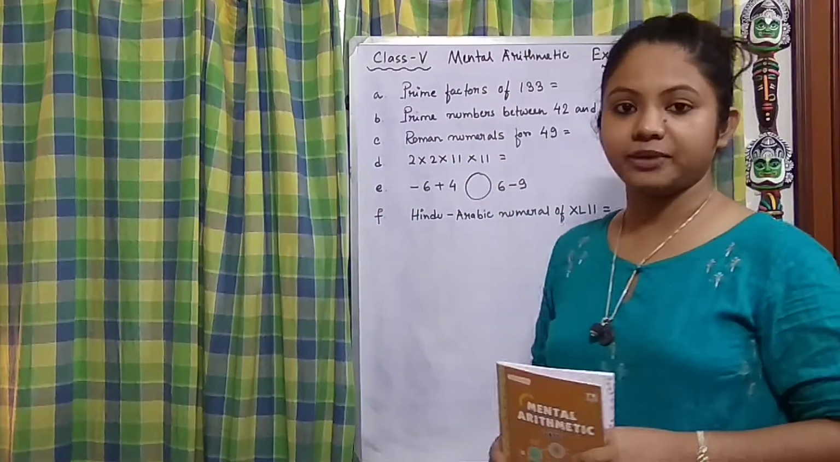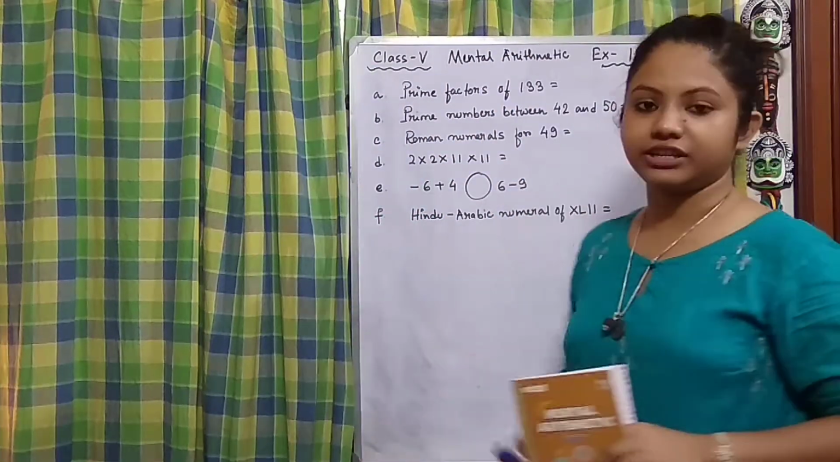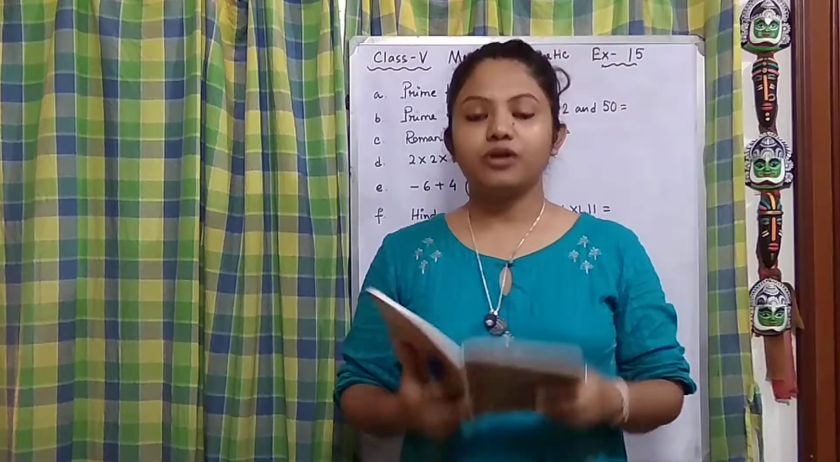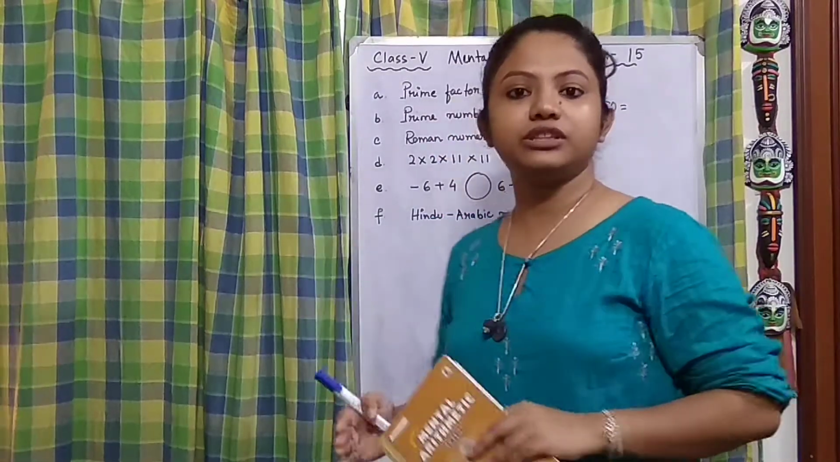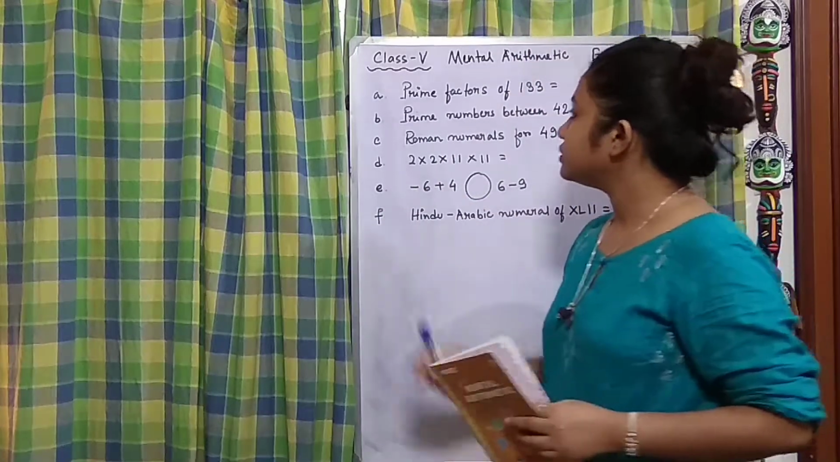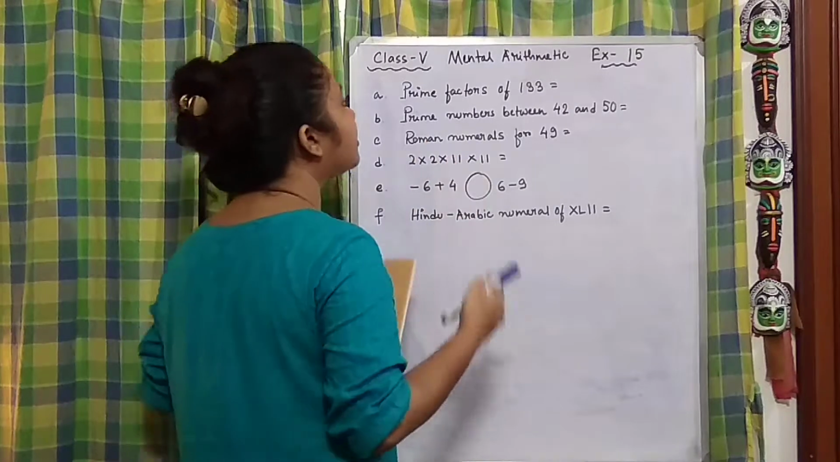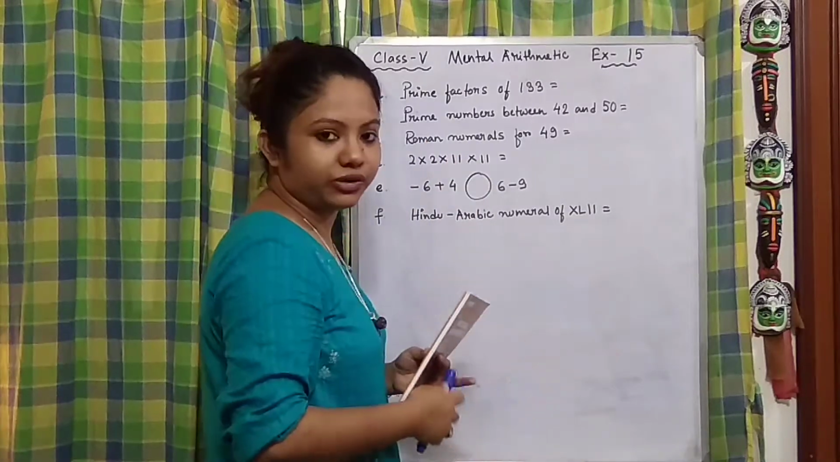So today we are going to continue with the mental arithmetic exercise number 15. Take out page number 16. Let's get started with sum A. See what has been asked. You have been asked the prime factors of 133.